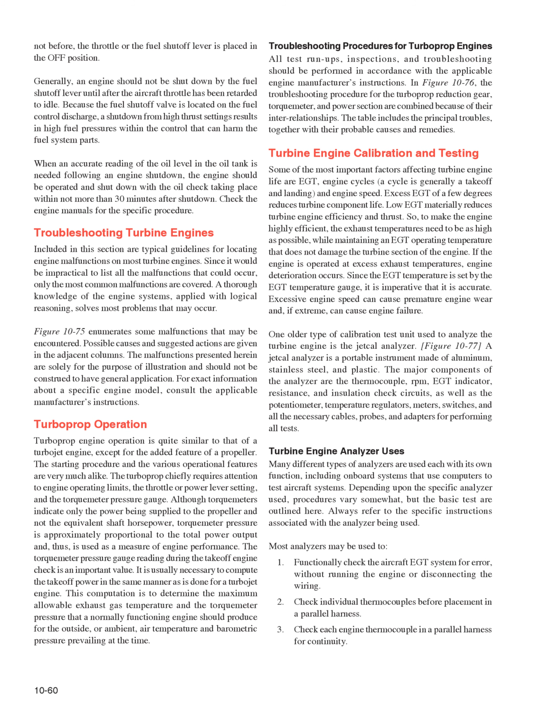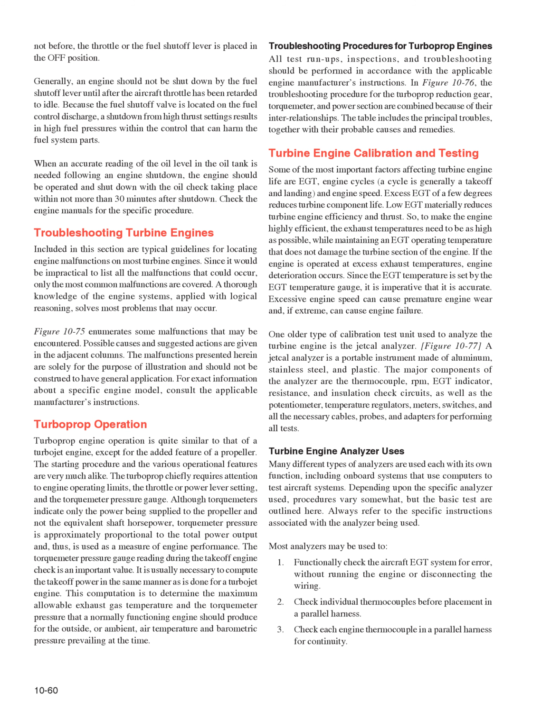So, to make the engine highly efficient, the exhaust temperatures need to be as high as possible, while maintaining an EGT operating temperature that does not damage the turbine section of the engine. If the engine is operated at excess exhaust temperatures, engine deterioration occurs. Since the EGT temperature is set by the EGT temperature gauge, it is imperative that it is accurate. Excessive engine speed can cause premature engine wear and, if extreme, can cause engine failure.